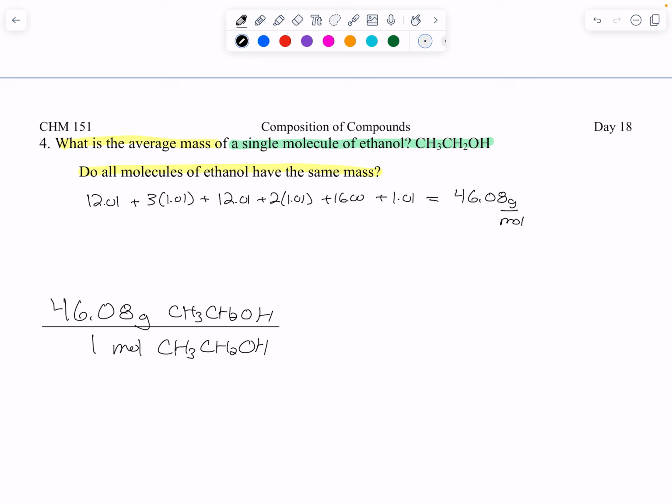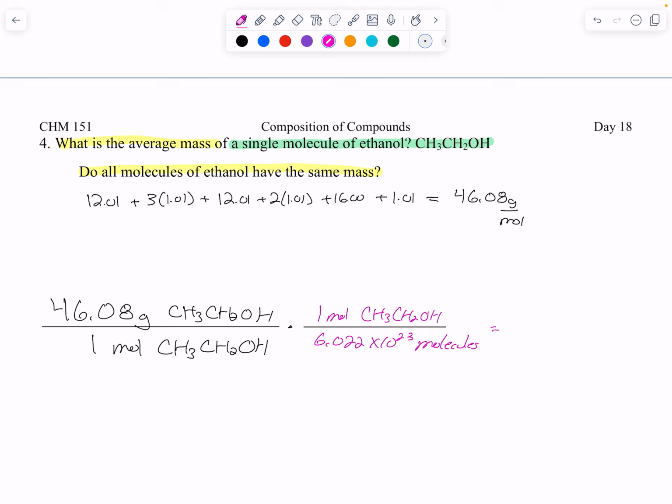Now, what are we looking for? We're looking for the mass of a single molecule. I have the mass of a mole of molecules. I have to somehow get rid of mole. Can I do that? Well, 1 mole of CH3CH2OH happens to be 6.022 times 10 to the 23rd molecules.